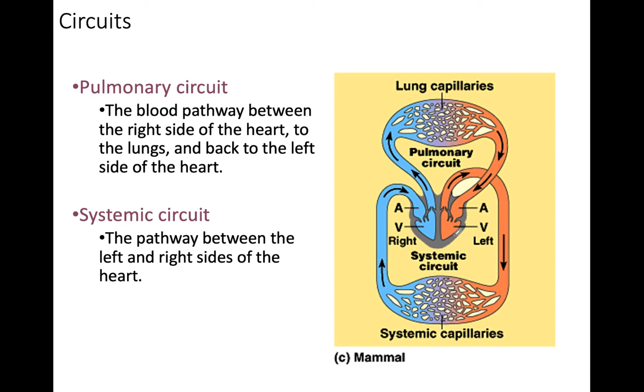Now, just to review, we have 2 circuits in terms of how and where the heart pumps blood. The first one is the pulmonary circuit, and this is the circuit that has blood leaving the heart to go to the lungs and coming back from the lungs to the heart. And then you have the systemic circuit, which pumps blood everywhere else in the body: arms, legs, head, neck, brain. So pulmonary is to the lungs, systemic is everywhere else.